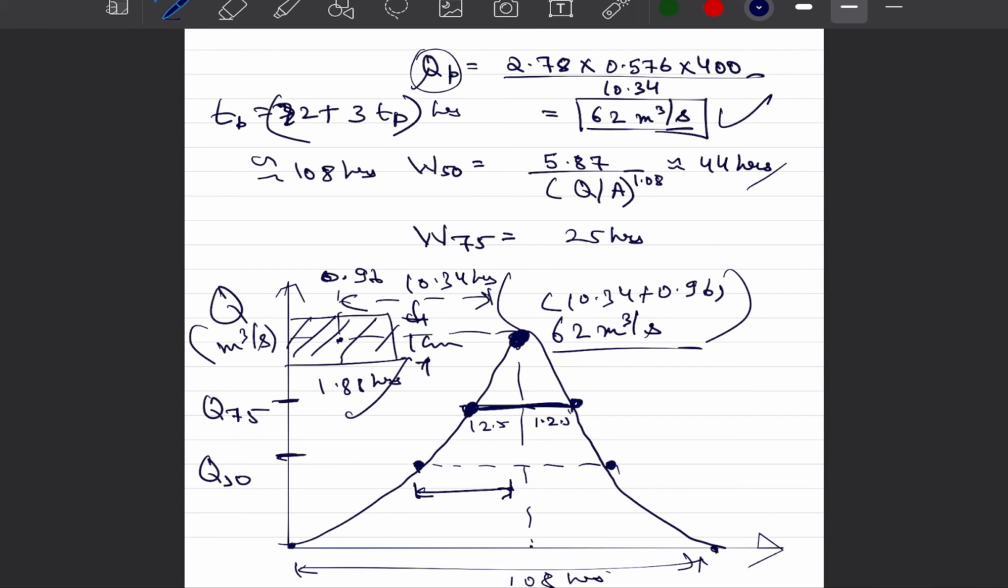With this, we will discuss the last concept of the topic of hydrographs, called instantaneous unit hydrographs, in our next lecture. Thank you.